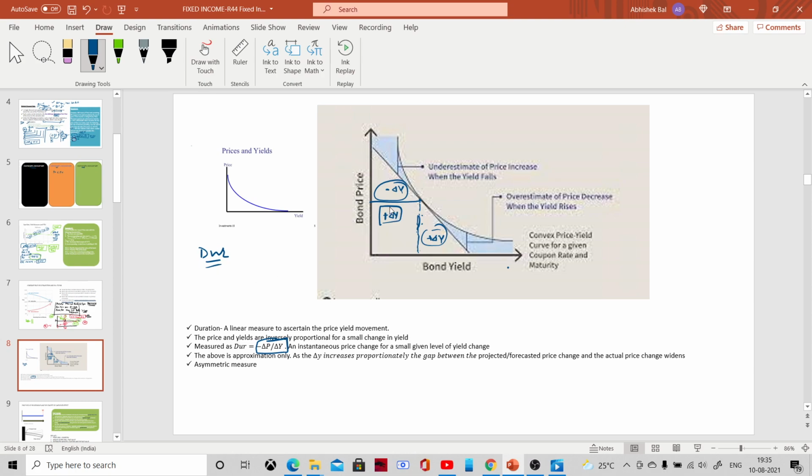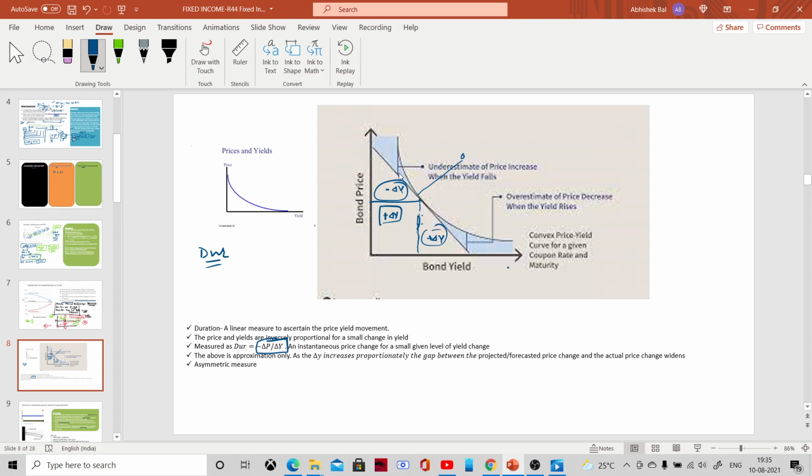Now, one more question is where do I draw this tangent to this curvature? This price yield relationship is a parabolic relationship. Where do I draw the tangent? Evidently, it is at the focal point of this parabola itself. That is where you should draw it. Now, you don't have to do it yourself. The vendors, the data providers will do it. That's not for you to derive. All that you need to understand is the price yield relationship.